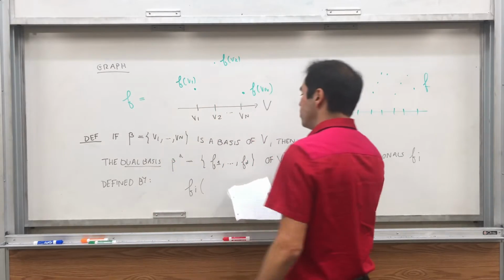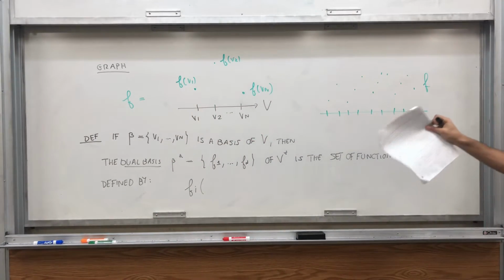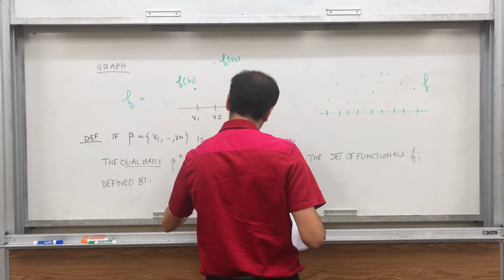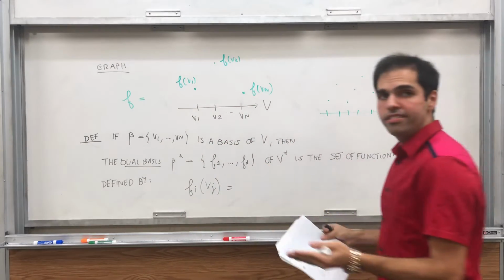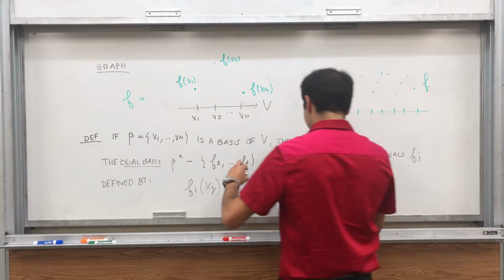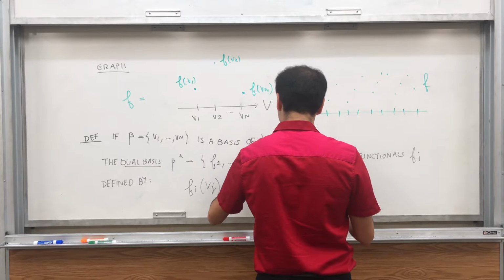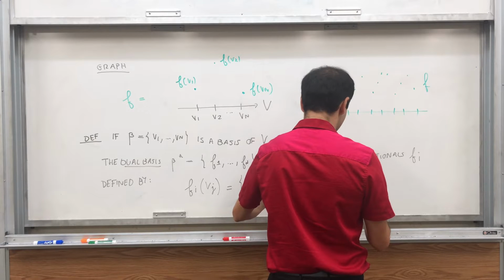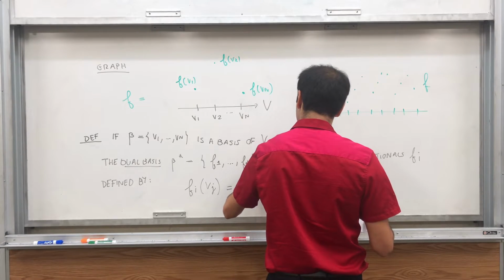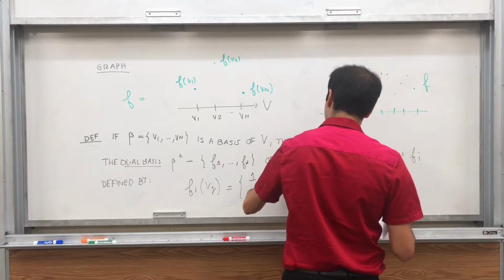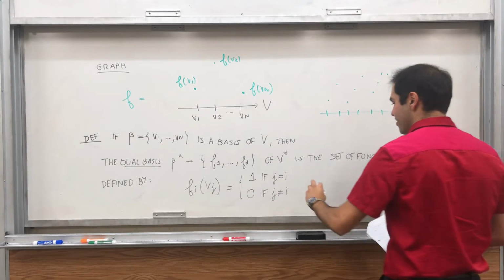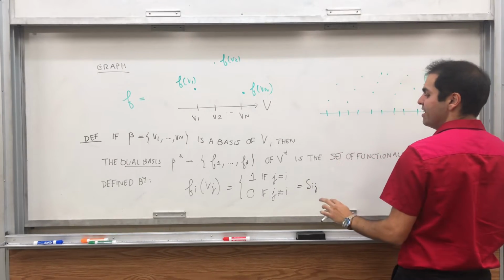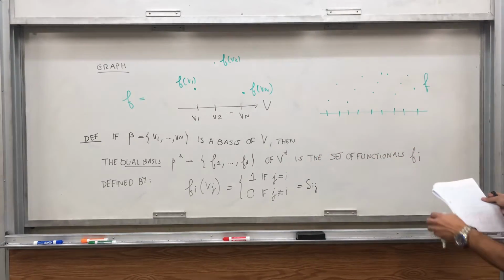Again, it's enough to know Fi on basis vectors. So if you apply Fi to the jth basis vector, you get 0 except for Vi. So it is 0 if j is not equal to i, and 1 if j equals i. And if you know this Kronecker delta thing, it's delta ij, which is precisely 1 when the indices are equal and 0 when they're not.